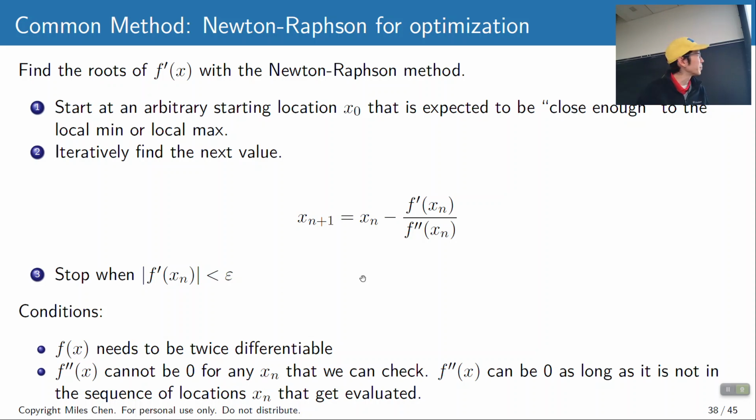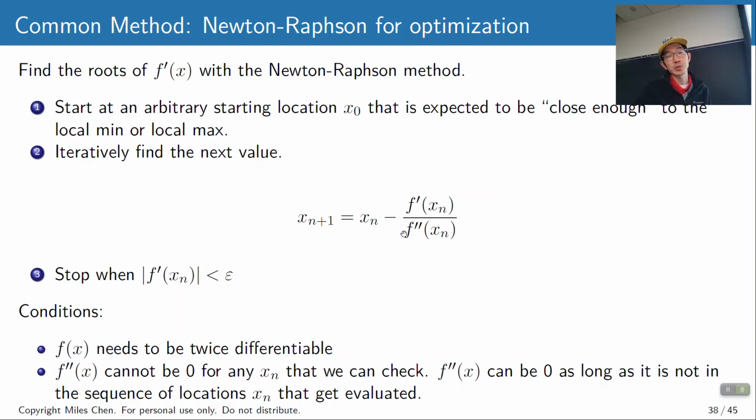So for Newton-Raphson, to find roots, you take x sub n minus f divided by f prime. This time my f is f prime itself, so we're going to do x sub n minus f prime divided by f double prime.